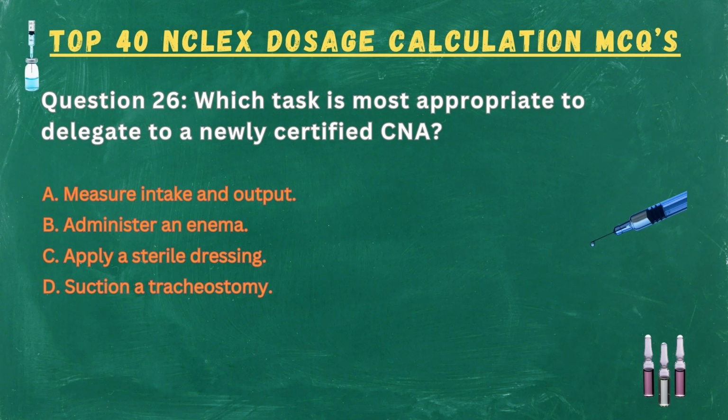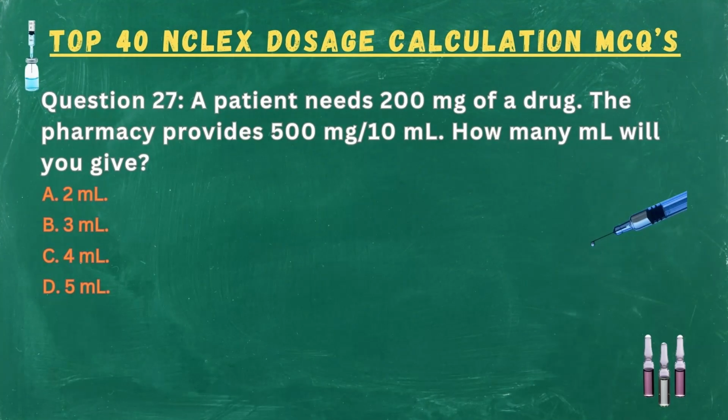Question 26. Which task is most appropriate to delegate to a newly certified CNA? A. Measure intake and output. B. Administer an enema. C. Apply a sterile dressing. D. Suction a tracheostomy. Answer: A. Measure intake and output.